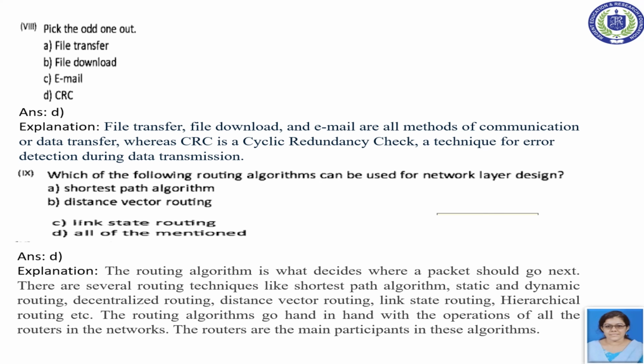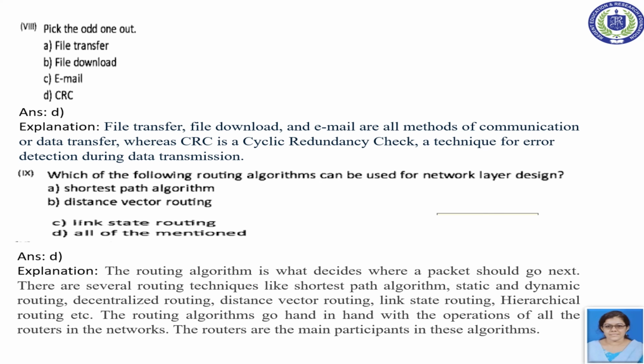Next question. Which of the following routing algorithms can be used for network layer design? Shortest path algorithm, distance vector algorithm and link state algorithm, all of these can help to identify the shortest route in the network layer. These are all examples of routing algorithms which help to decide where the packet can be sent to reach the destination node.